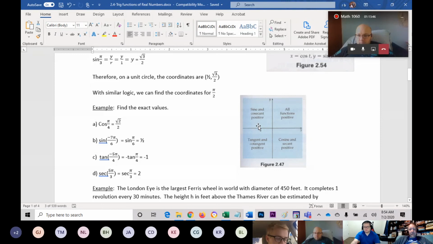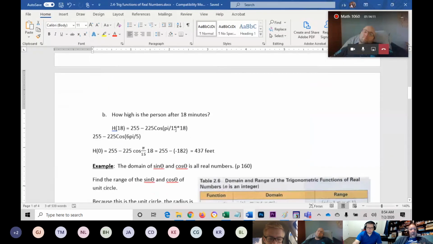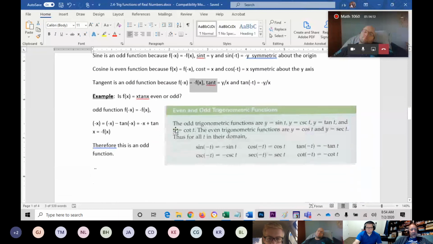So if x is positive, then your tangent of x is positive. If x is negative, it's hard to tell if your tangent of x is positive or negative, correct? So let me look here.